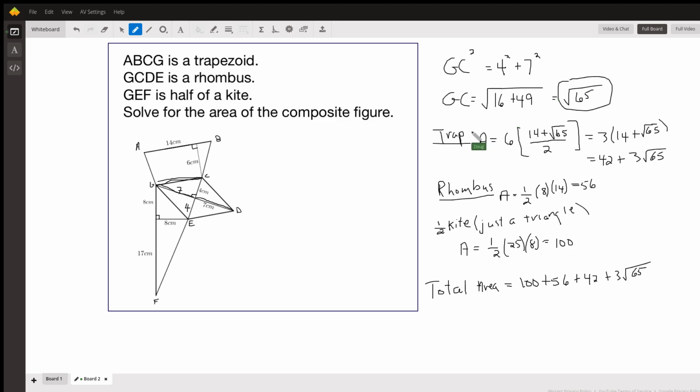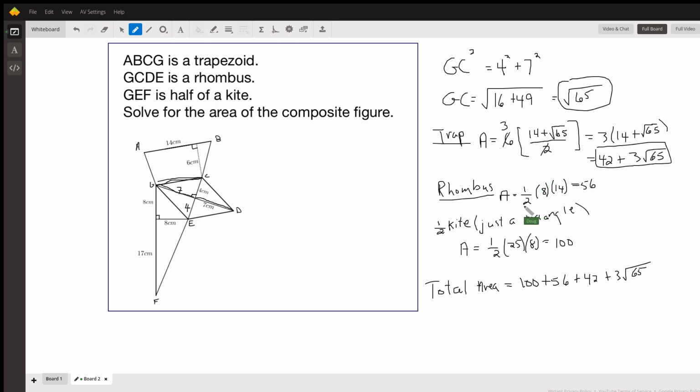And now we can find the area of the trapezoid by saying it's the height times the average of the two bases. If we're going to get an exact answer, we've got to leave the square root of 65 in the answer. 2 goes into 6 3 times, distribute the 3. There's a value for the area of the trapezoid.